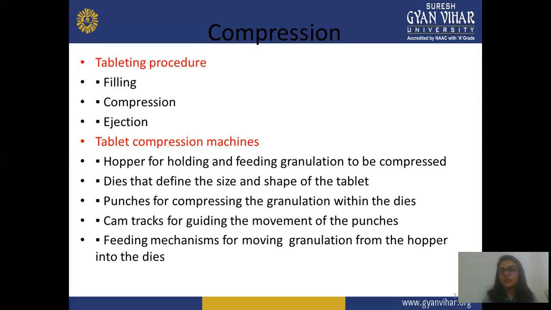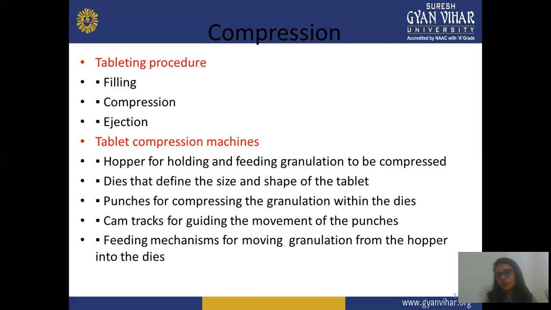Next is the cam track for guiding the movement of the punch. There will be a cam track, or you should put the cam track. These cam tracks consider all movement of the punches or dial punches, how the tablet is injected or formulated, and it should record the hardness of the tablet also. And next is the feeding mechanism for moving granulation from the hopper into the die. Means how it feeds or how it moves from the hopper to the die, how these granules come from the hopper and between the die to punch, and how easily it can eject out of the compressor.